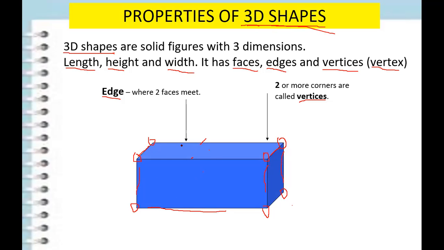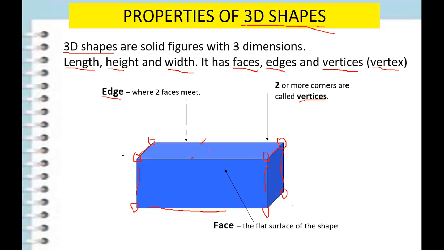And faces are the flat surfaces of the shape. So this is a face, and the other side is always a face; one face has an opposite side, another face. So if we count even the hidden ones, we say 1, 2, 3, 4, because of the upper part and the bottom part. 1, 2, 3, 4, 5 and 6. So we have 6 faces of the cuboid.